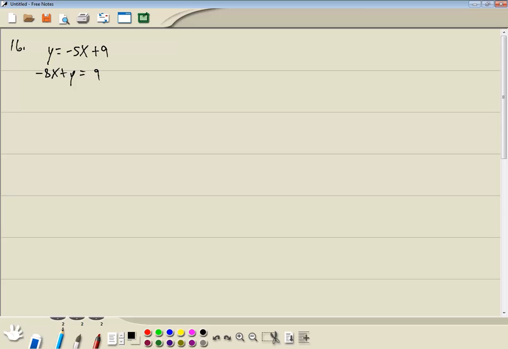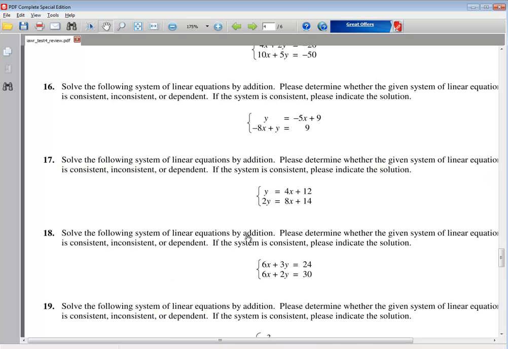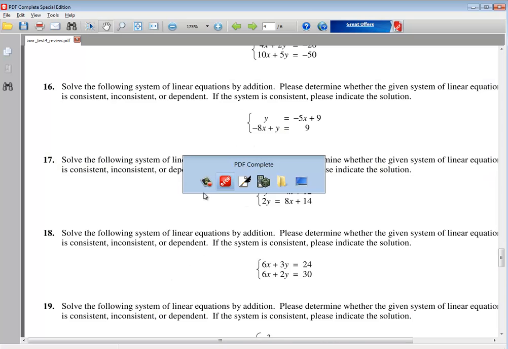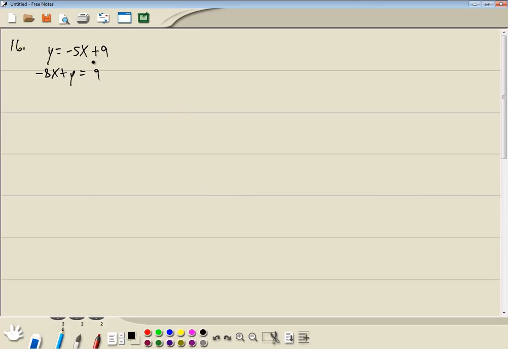Well, it tells us to use the addition method. And addition method works best if you have all the terms of variables on one side, numbers on the other. So let's take this negative 5x and move it over. As I move it over, I want to make sure I line the x's up and the y's up. So we're going to have 5x plus y is equal to 9, and negative 8x plus y is equal to 9.